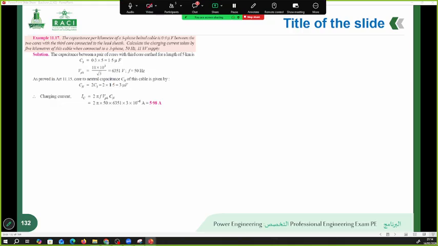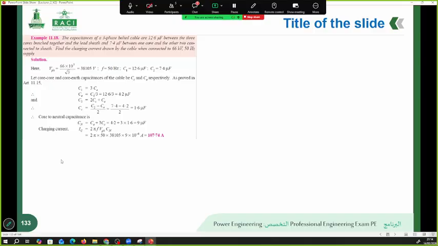C can be calculated based on this, and the phase voltage in three-phase systems is equal to the line voltage over square root of 3. The natural capacitance Cn of this cable can be calculated based on this equation, and for the charging current, as I told you before, we can use these equations.